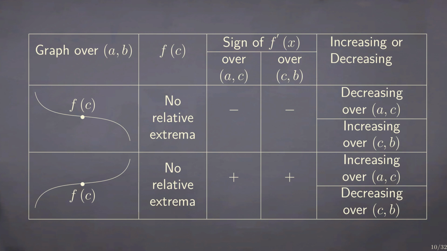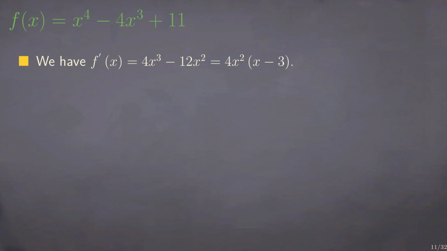Now let's try to understand the first derivative test on an explicit example. Let's consider the function that we already mentioned just after the introduction: f(x) = x^4 - 4x^3 + 11. So in order to apply the first derivative test, it's natural to first try to find the derivative of f.